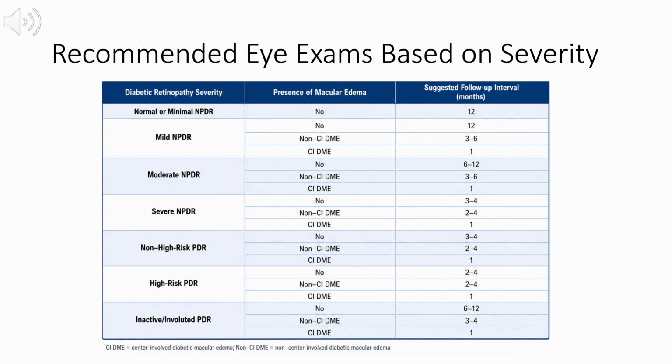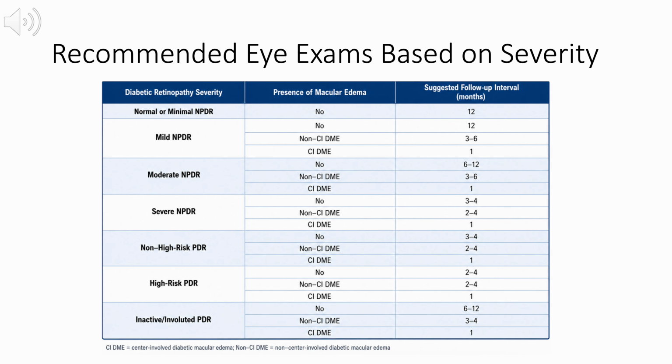Reading across the columns, the table gives the recommended follow-up interval in months. Rather than memorizing every cell, I want you to extract the patterns, because the patterns are what the table is teaching. First, follow-up intervals shorten progressively as you move down the rows. A patient with normal or minimal NPDR and no edema is seen annually, while a patient with severe NPDR or proliferative disease is seen every few months.